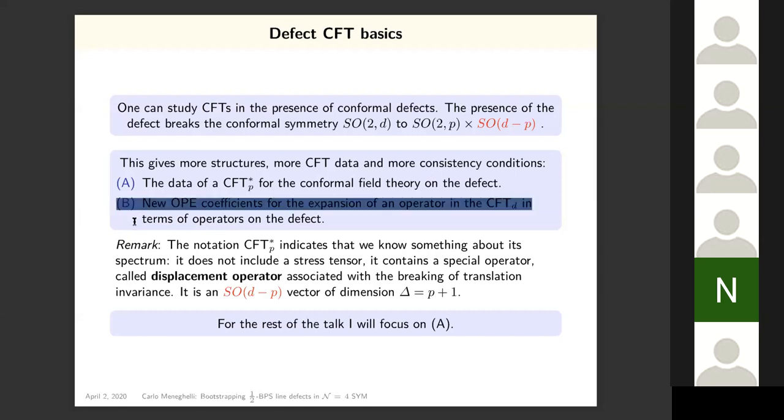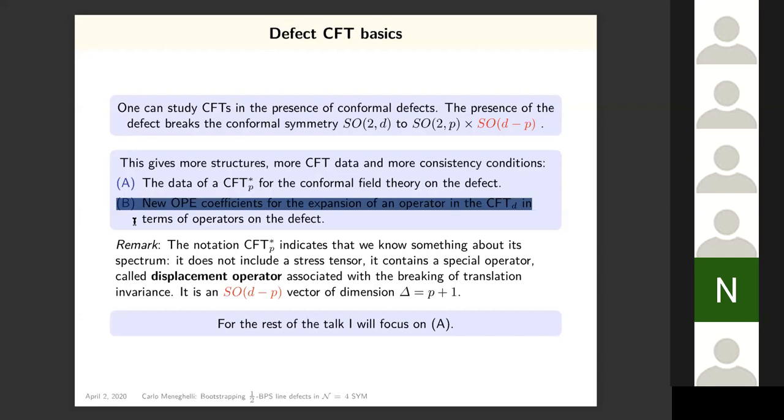OPE coefficients are like structure constants for an algebra. And then there is this new structure, which is captured by the two-point function of a bulk operator and a boundary operator, which, as you say, is not a scalar product, but it's still some interesting OPE coefficient. And what does unitarity tell you about these objects which are not scalar products? How does unitarity work for this?